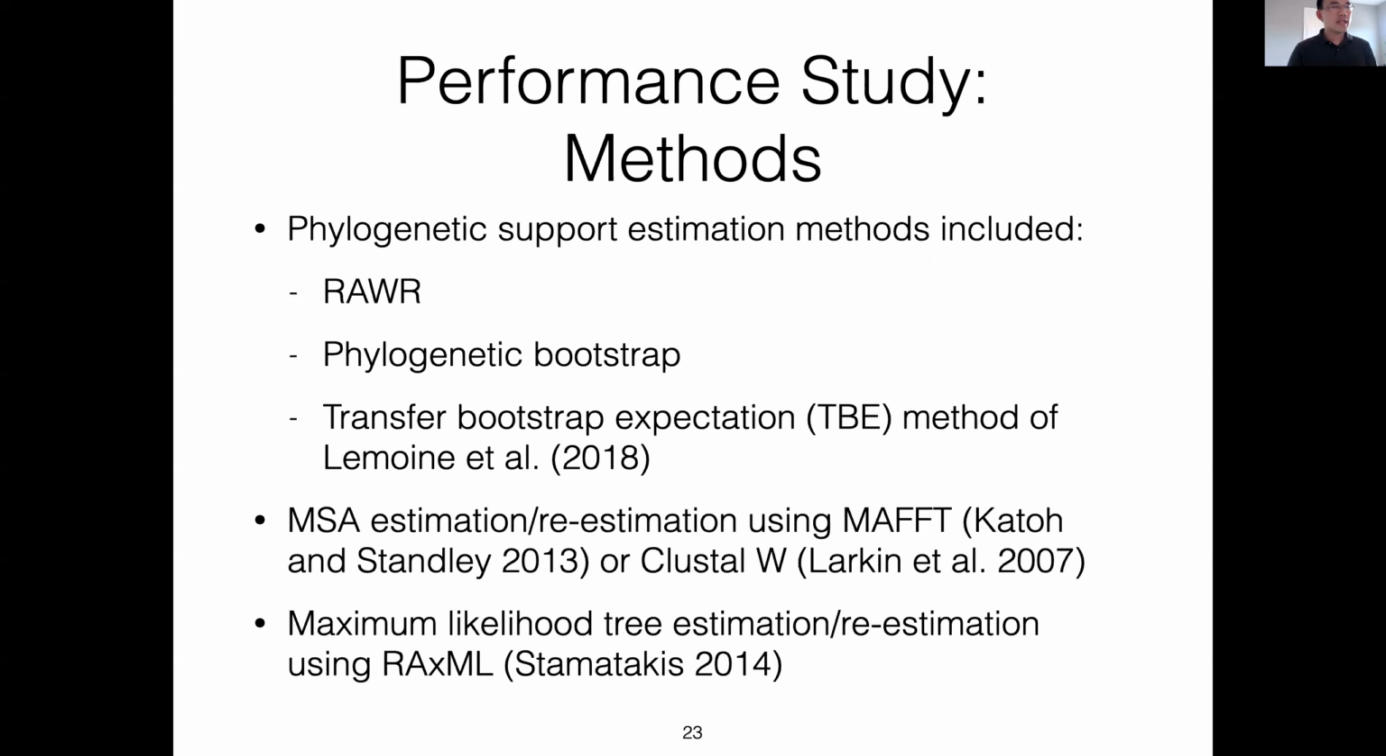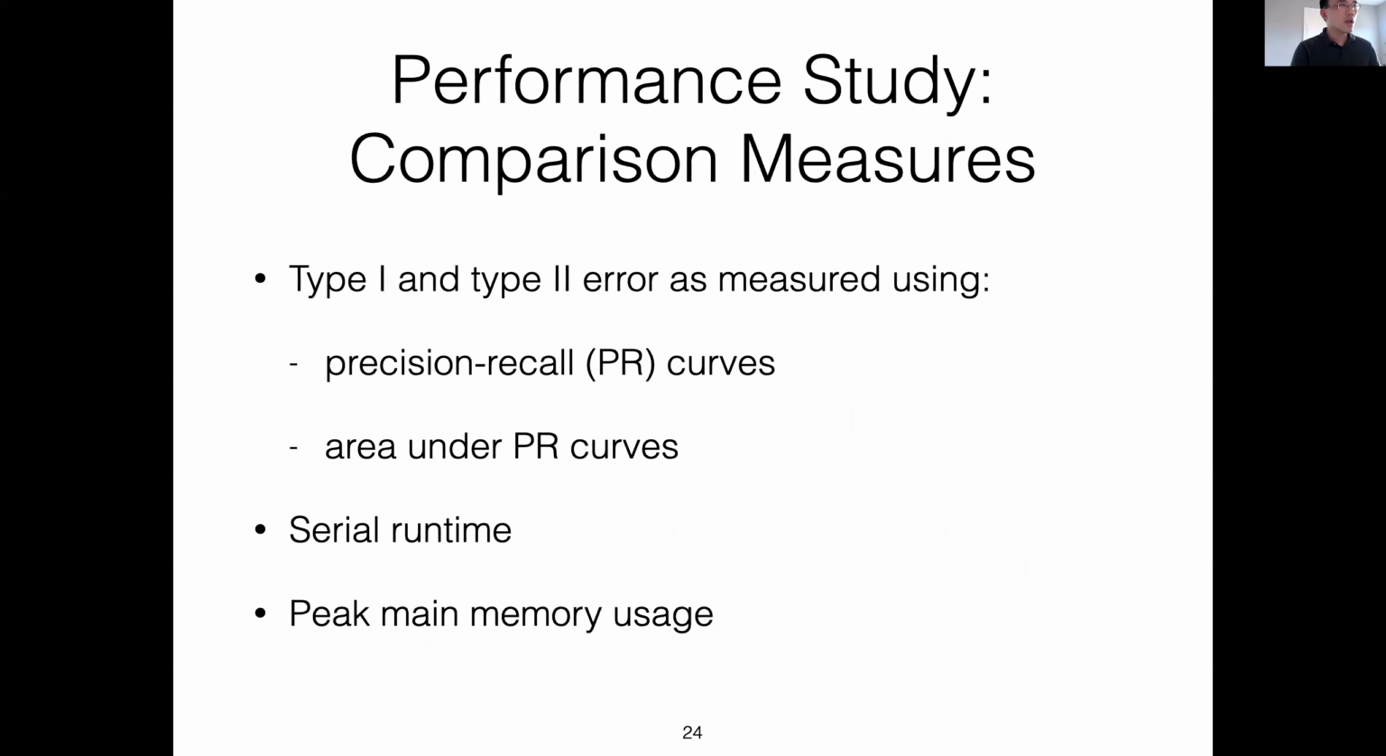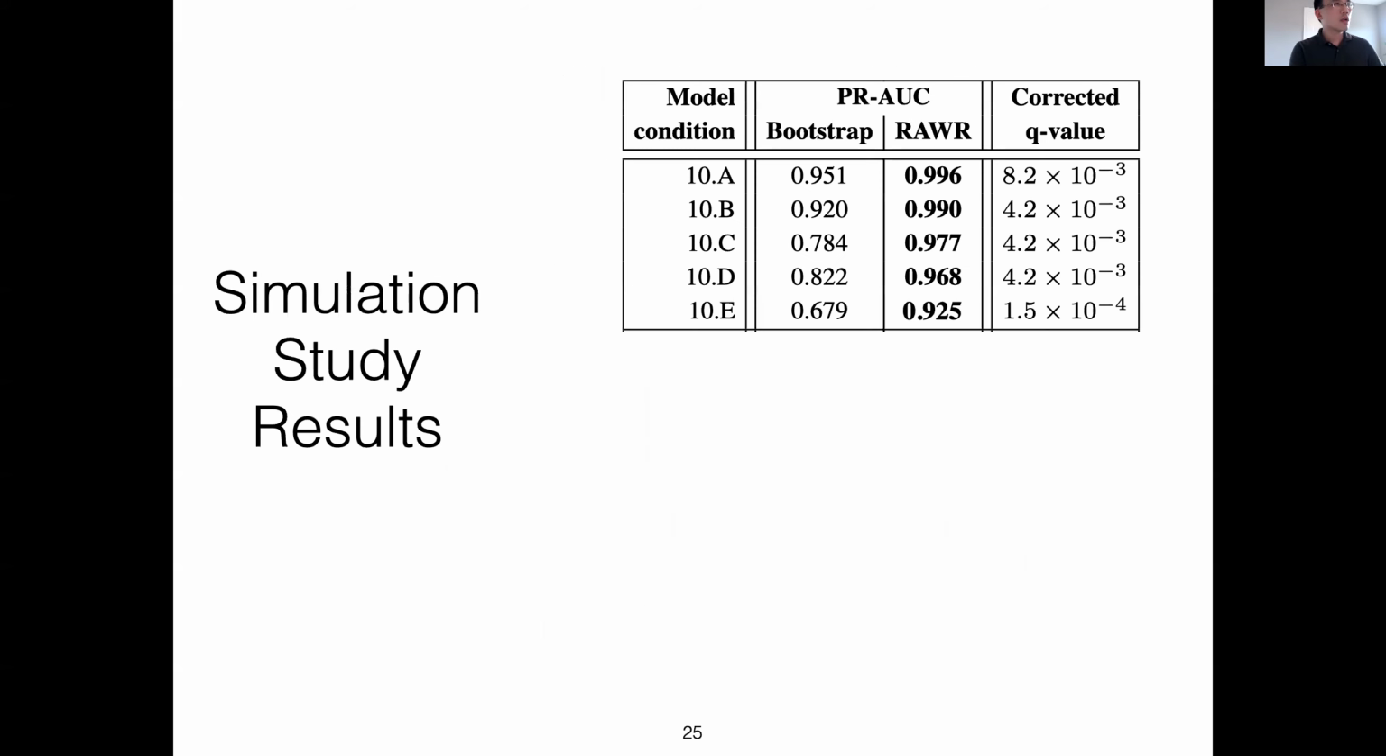Using these benchmarking data, we set out to compare the performance of not only RAWR, but other existing methods, including the Bootstrap, as well as a new method proposed by Lemoine et al., which is referred to as the transfer Bootstrap expectation method. For estimation of MSAs and trees, we used either MAFFT or ClustalW for the former and maximum likelihood estimation using RAxML for the latter. The different methods were compared based on their type 1 and type 2 error, measured using precision recall curves and area under precision recall curves. We also assessed runtime and peak main memory usage as well.